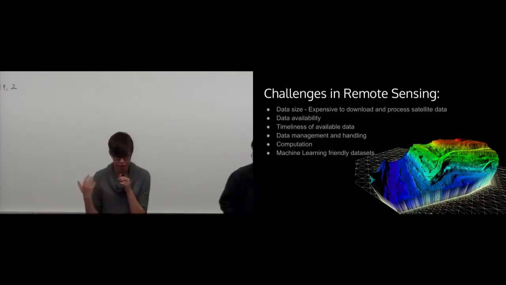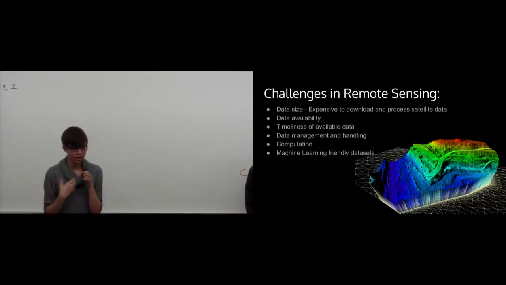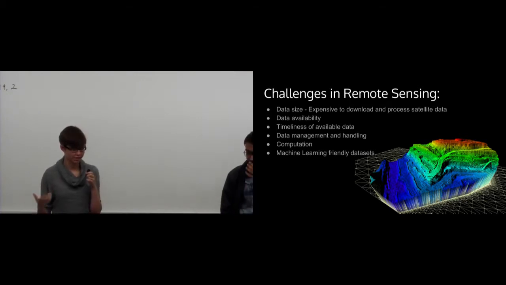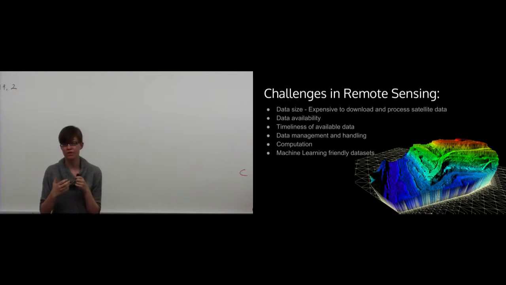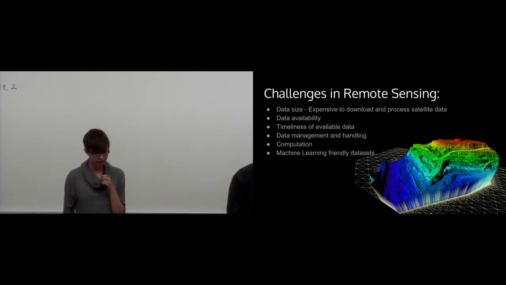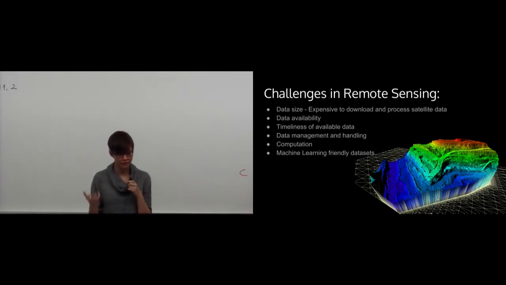Awesome. So some of the current challenges in remote sensing are huge data set sizes, the availability, timeliness, data management handling, how much computational power it takes, and really that a lot of these data sets haven't been machine learning friendly.